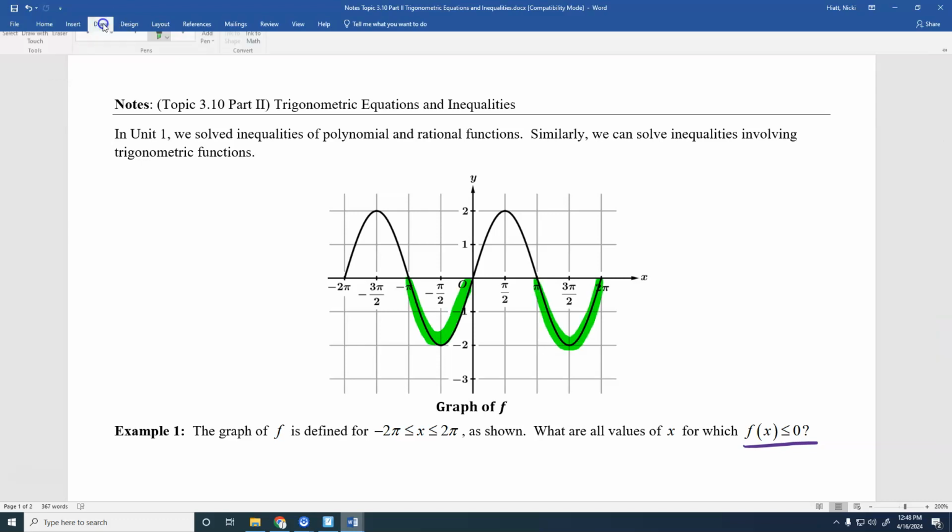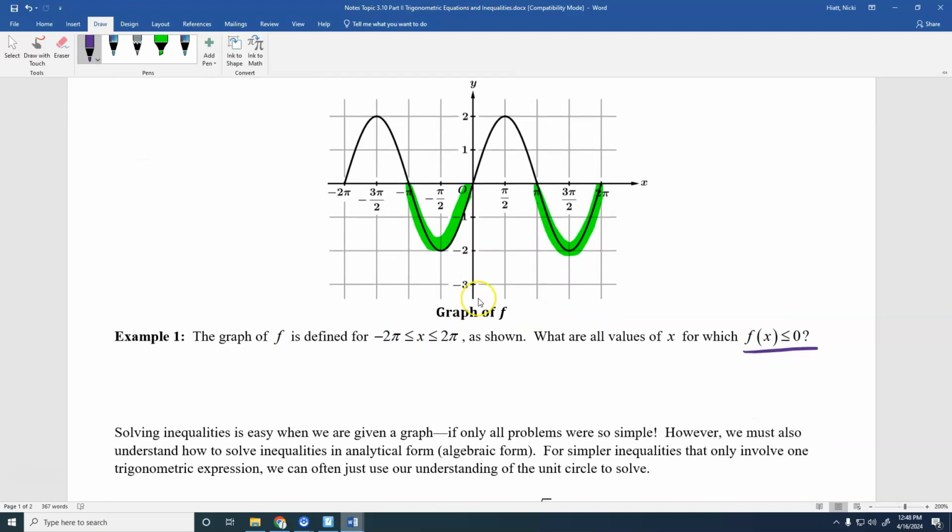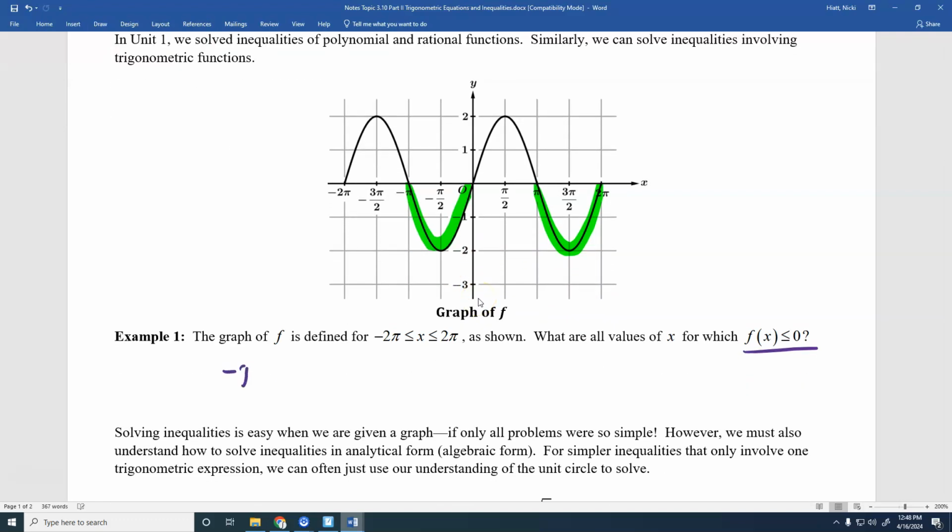Whenever we report this, it wants us to give the x values where this happened. It's the domain where it happened. So for that first part, what would that domain be? Okay. Negative pi to 0. Do I use parentheses or brackets?